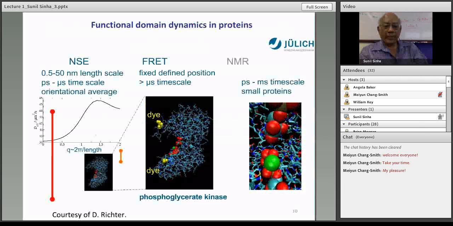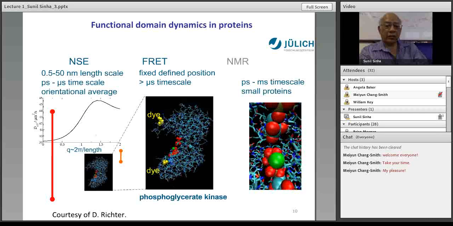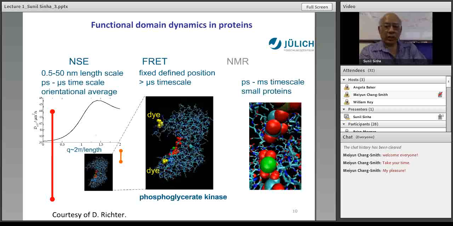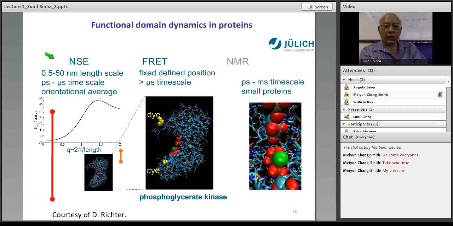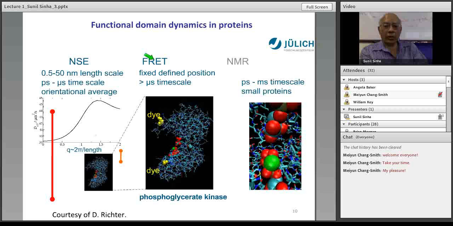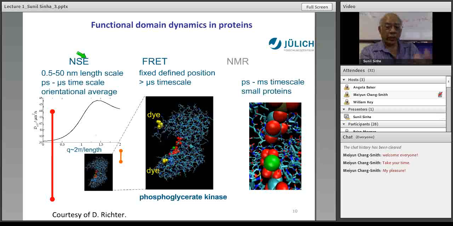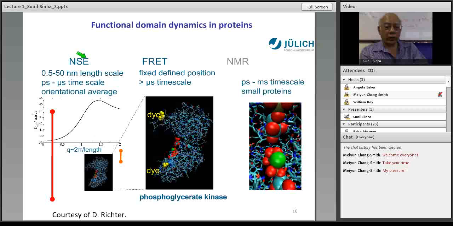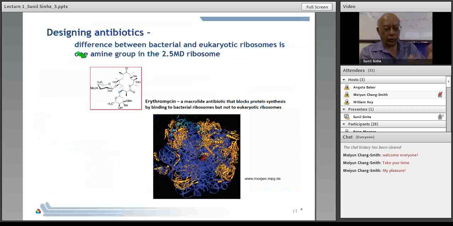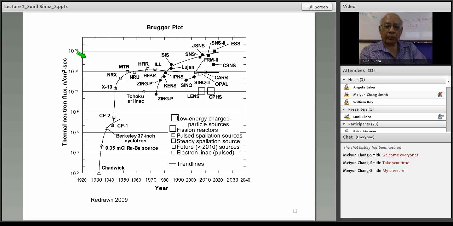So here is an example of proteins and protein dynamics that can be studied by many different techniques: NMR, FRET, and neutron spin echo. Using these, we have been able to get a lot of information, slowly, about very complicated macromolecules such as proteins and their dynamics. This is just to show you an example, not that I'm going to go into detail about this. Of course, studying these macromolecular systems is useful for designing antibiotics and so forth. But a lot of this work is also done with X-ray protein crystallography, so I'll skip this for the moment.